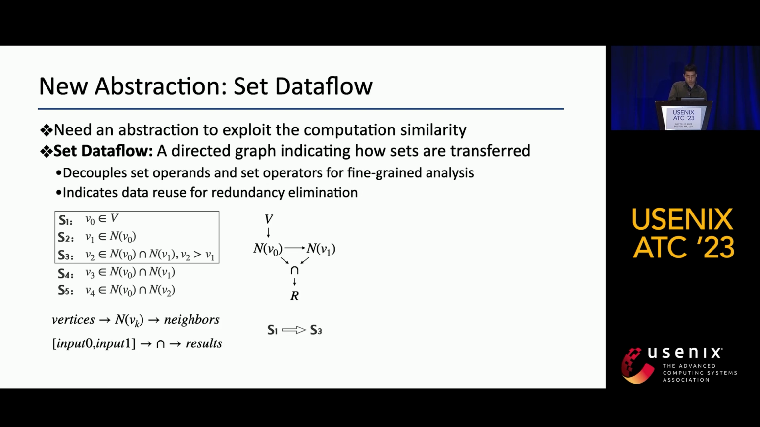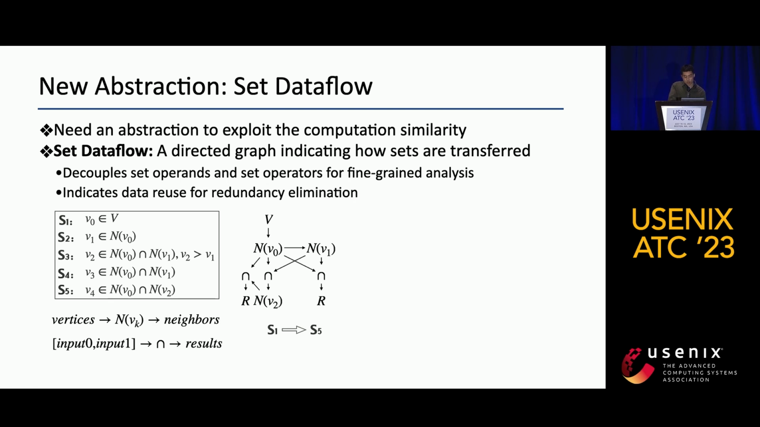The figure depicts a Dataflow abstraction for set formulas 1, 2, 3, which contain two operators for fetching neighbors and one operator for intersection. The edges of the Dataflow demonstrate how the inputs and outputs are transferred. The shared source nodes indicate the possibility of data reuse.